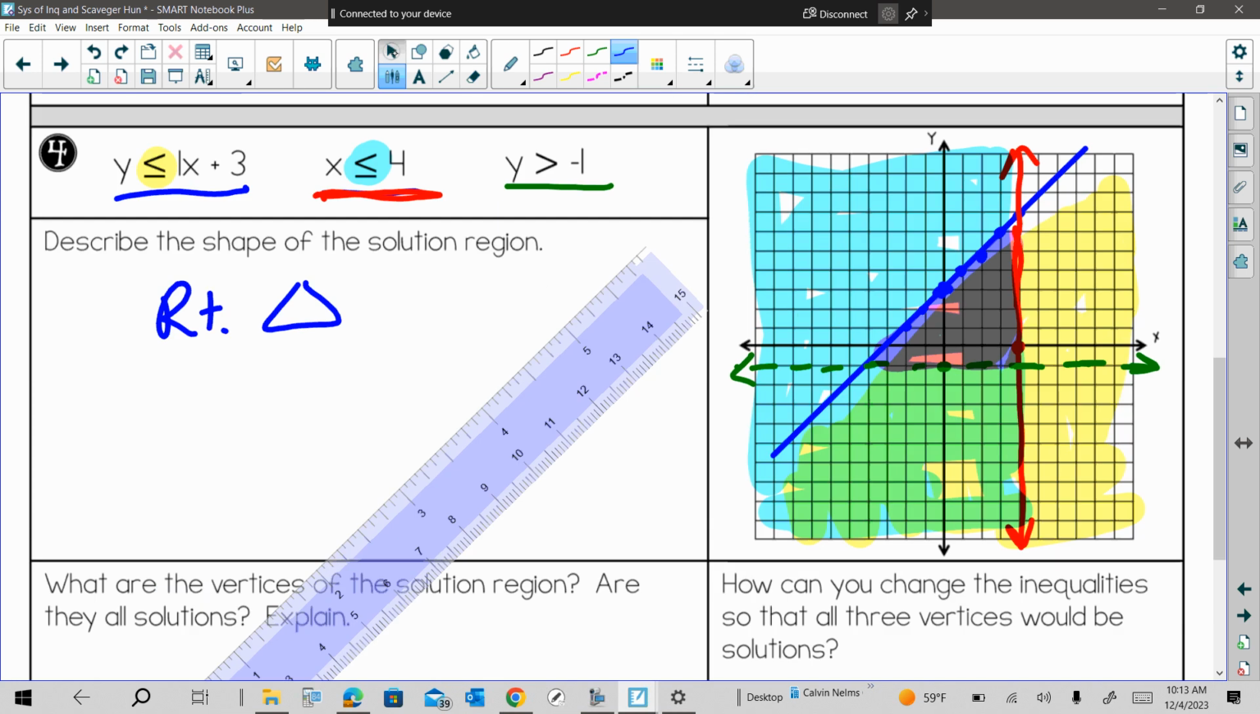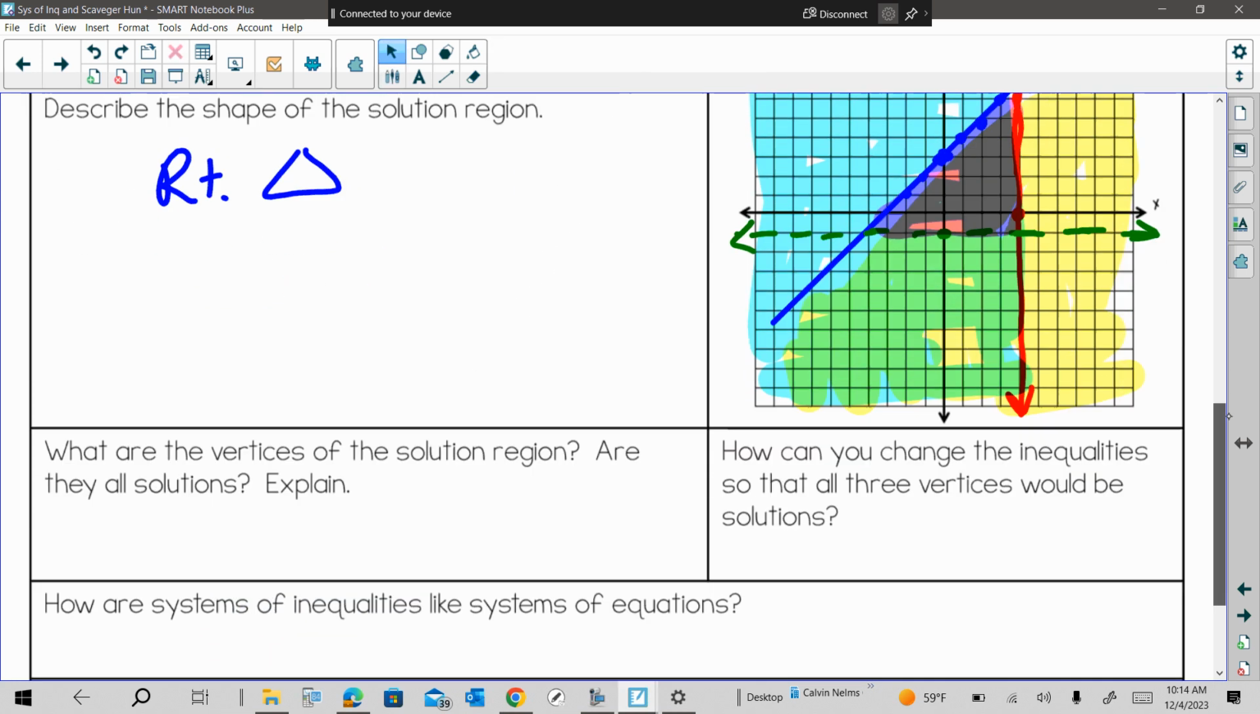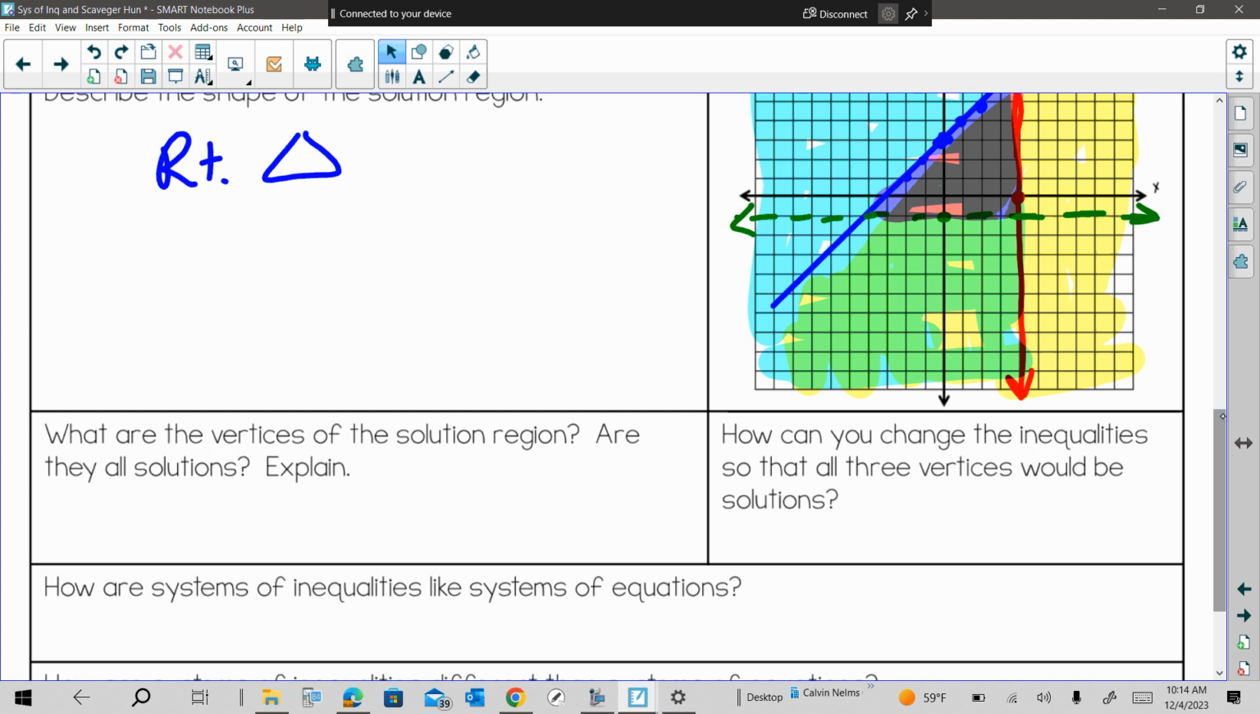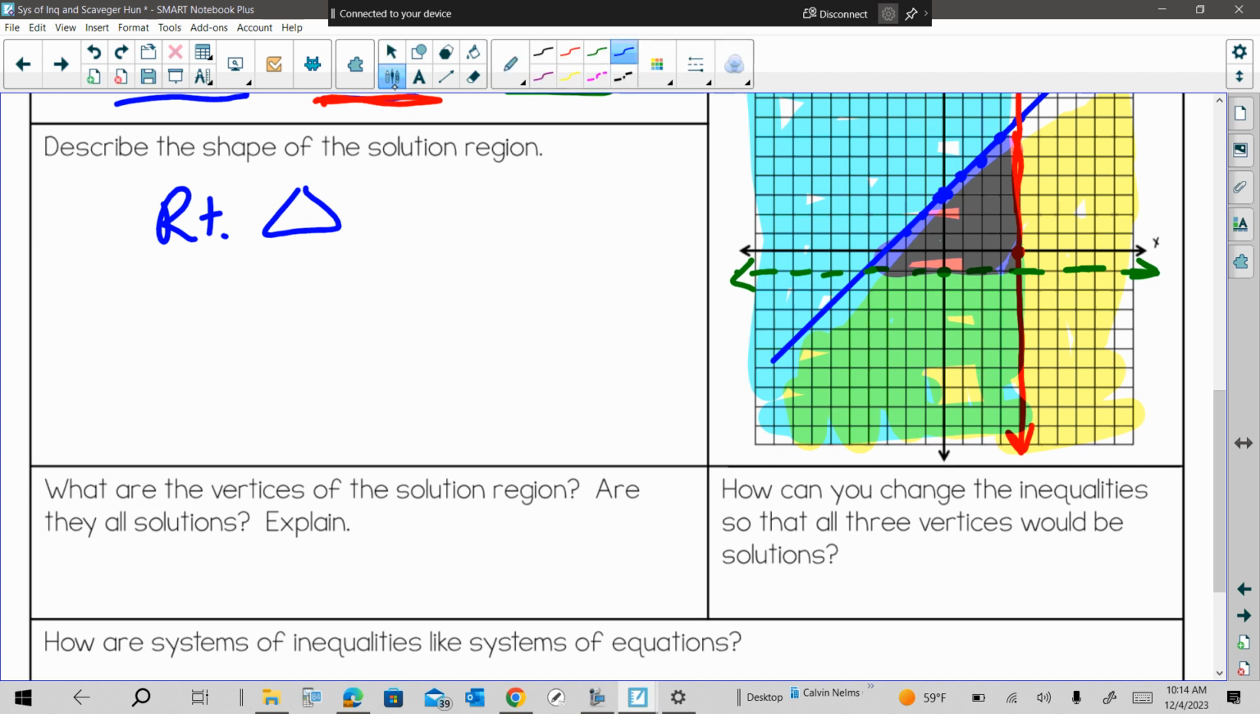All right. So now what they want us to do, let me get rid of this ruler, it says, what are the vertices of the solution region? So the vertices, they mean the corners of the triangle. So like there's a vertex here, here, and here. Okay. I'm just going to label them A, B, and C, so we can see where I'm getting the points from. So point A is at -4, -1. My point B is at 4, -1. Is that right? Yeah. And my point C is at 4, 7.